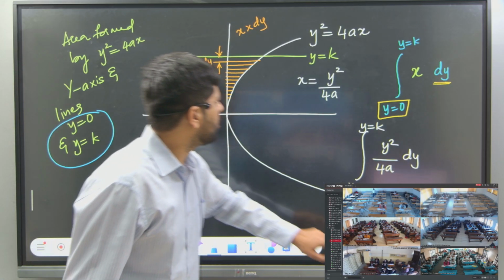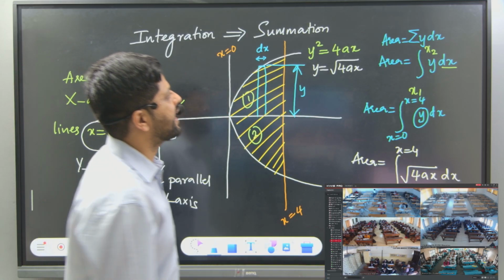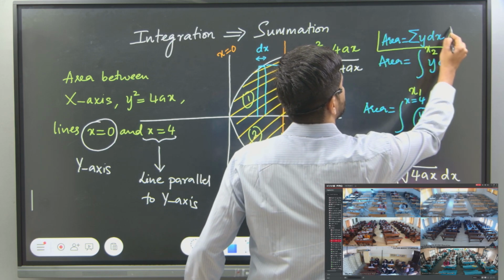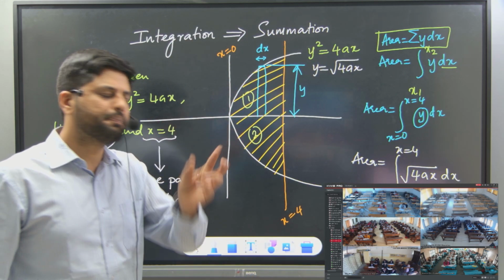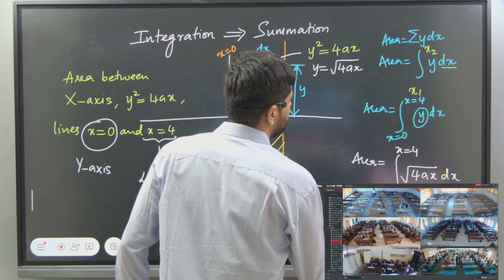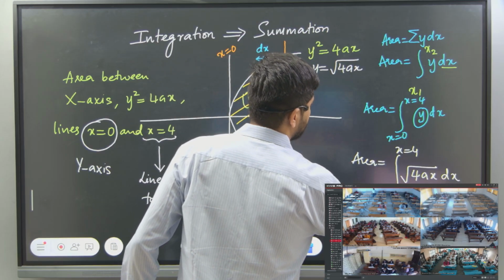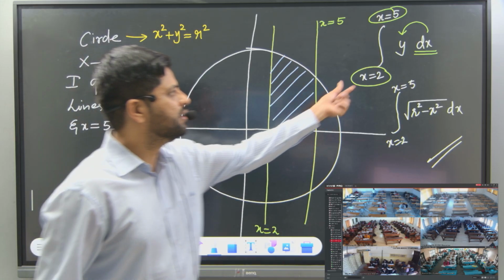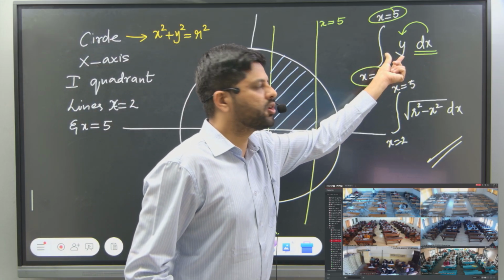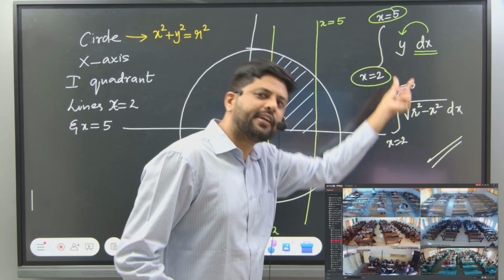Why are we doing that? Because they are all small rectangles. I am finding out the area of one rectangle and adding up all the areas. Instead of adding, we use integration. That's why y into dx. What should you do next? You should write y in terms of x.